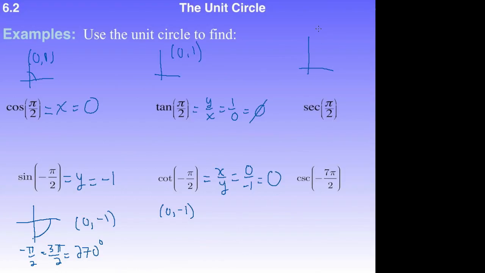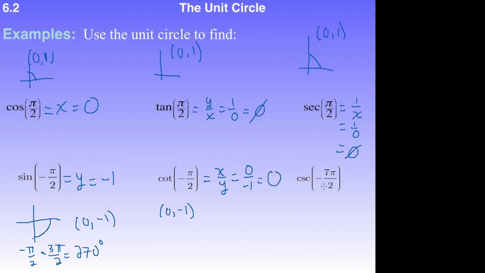Secant of pi over 2, again, same location, 90 degrees. Secant is defined as 1 over x. 1 over 0 does not exist, so here's another example of an undefined quantity.